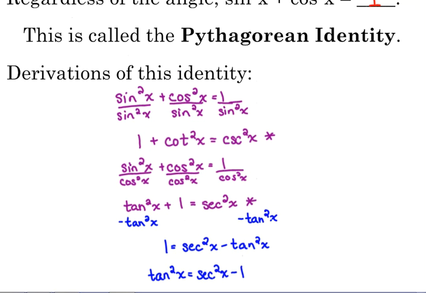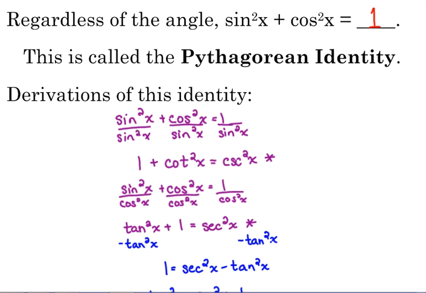We could do the same thing to our 1 plus cotangent squared is equal to cosecant squared. We could do the same thing there. We could do the same thing to the sine squared plus cosine squared is equal to 1, but we're going to focus on using the sine squared plus cosine squared is equal to 1 today.